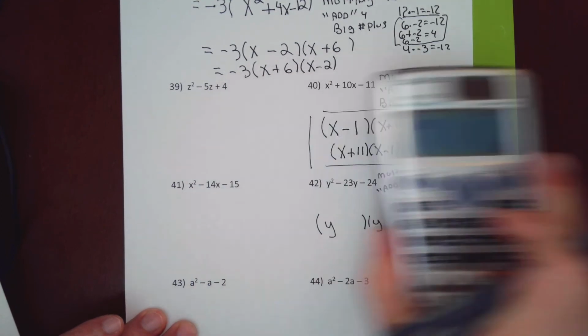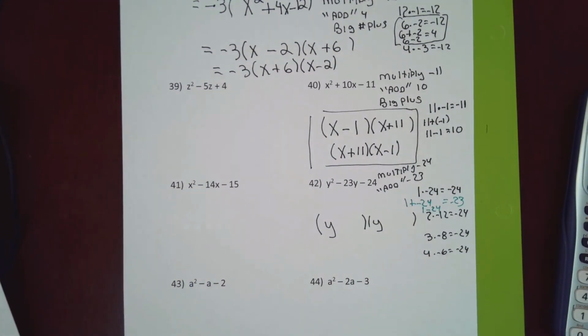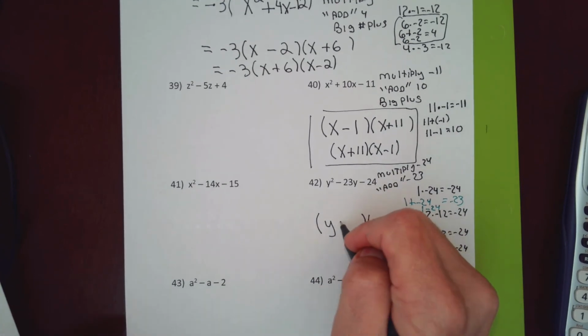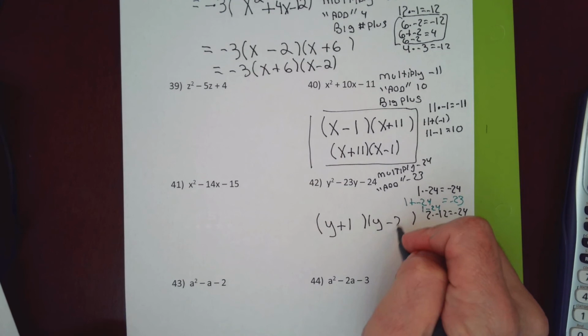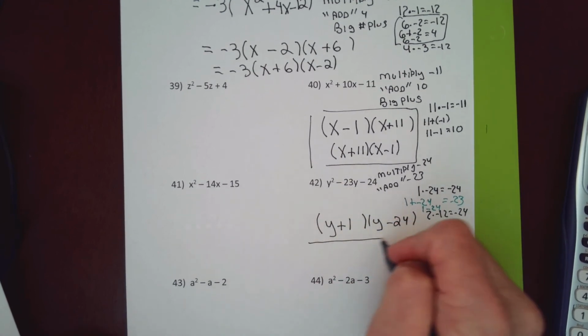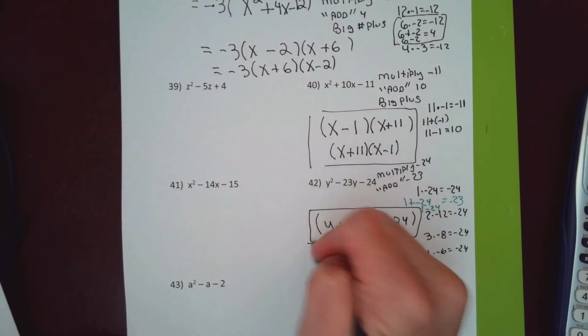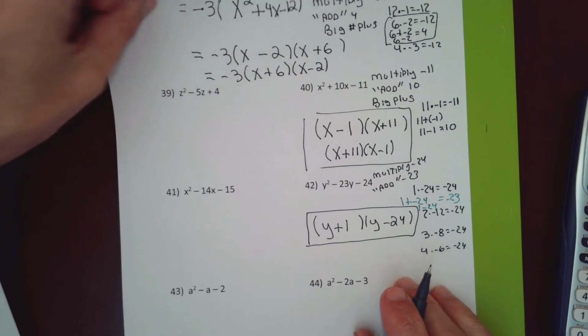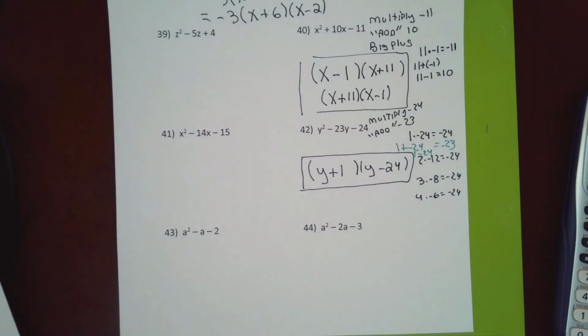And that's what I need. I need to multiply to negative 24, add subtract to negative 23. So one of my parentheses is going to get a plus 1, the other is going to be a minus 24, and you can flip-flop the order if you care to. Last problem, and we'll be done with this section. We just have 2 more sections to get through.